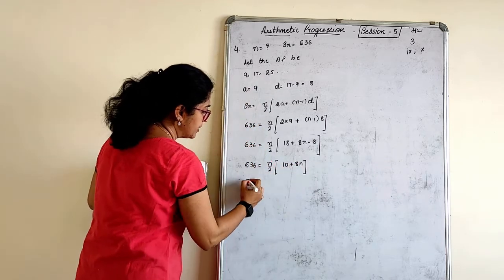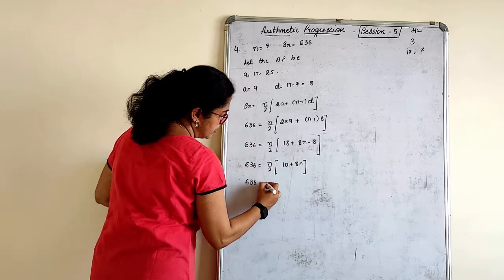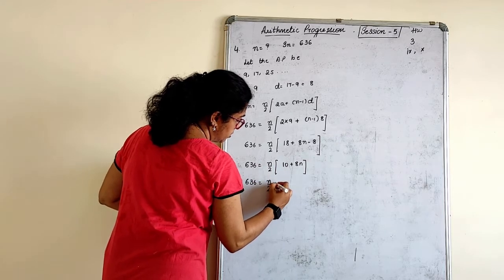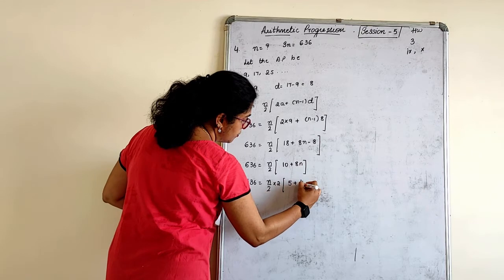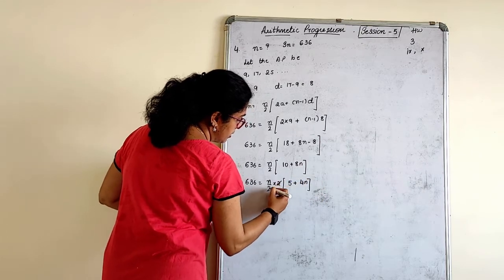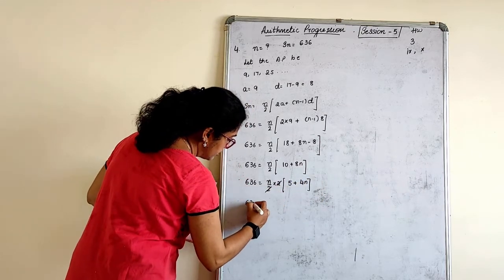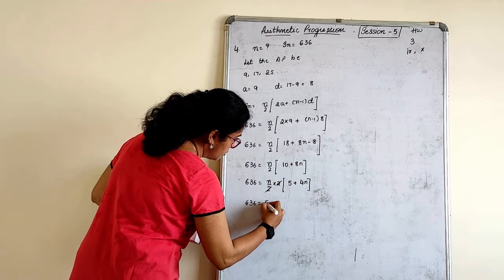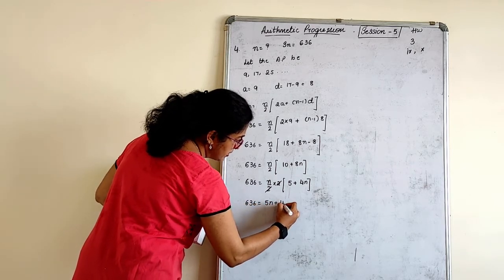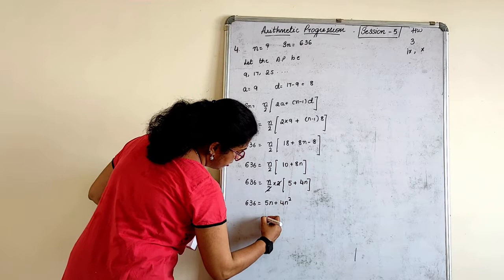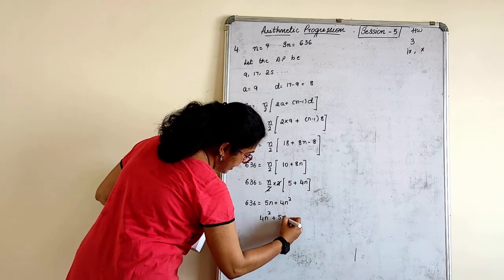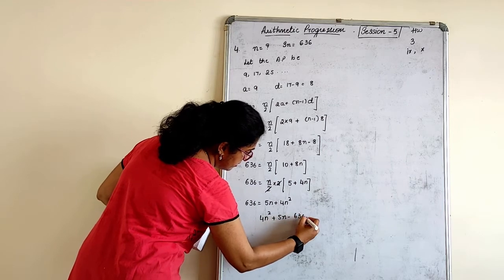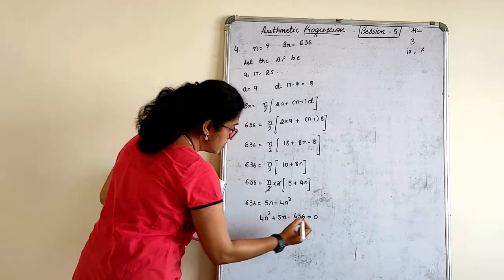Can I take 2 common here? n by 2 into 2, 2 fives are 10, 2 fours are 8, where 2 and 2 will get cancelled. 636 is equal to 5n plus 4n square. So this is 4n square plus 5n minus 636 is equal to 0.